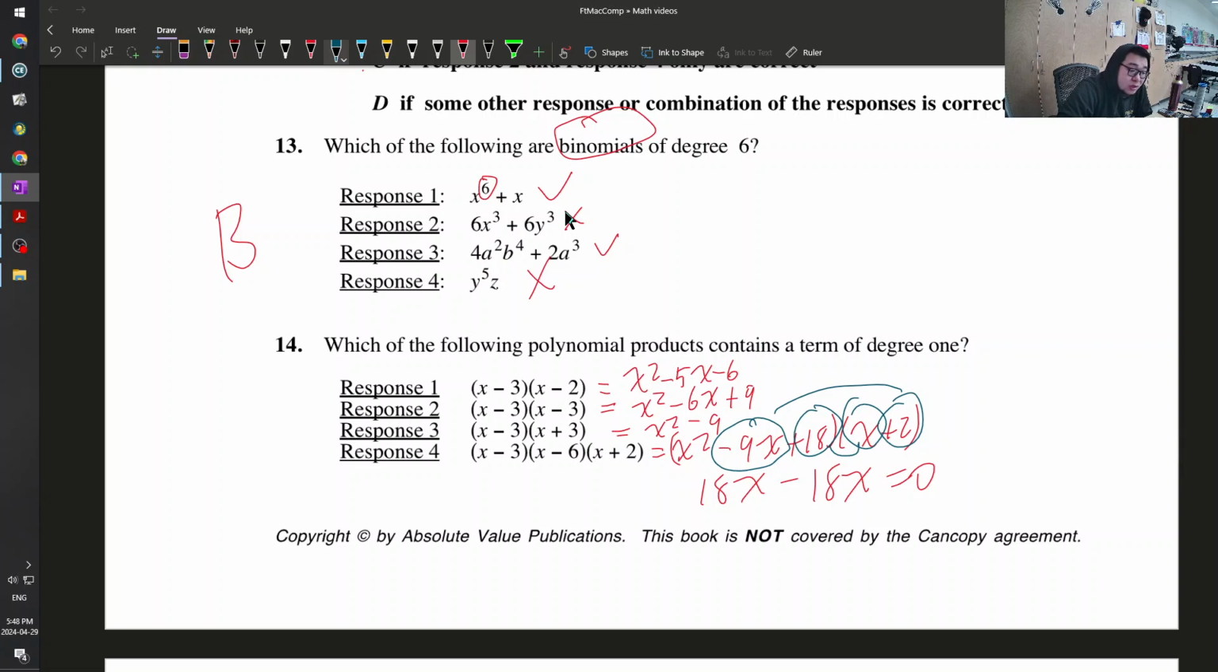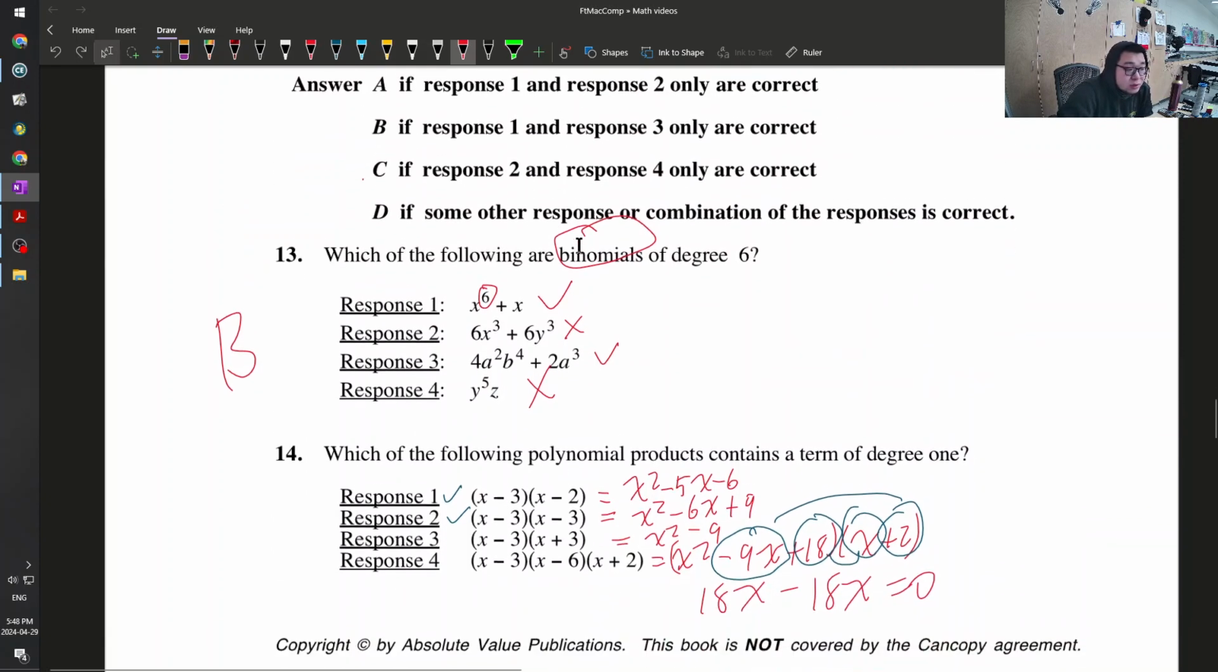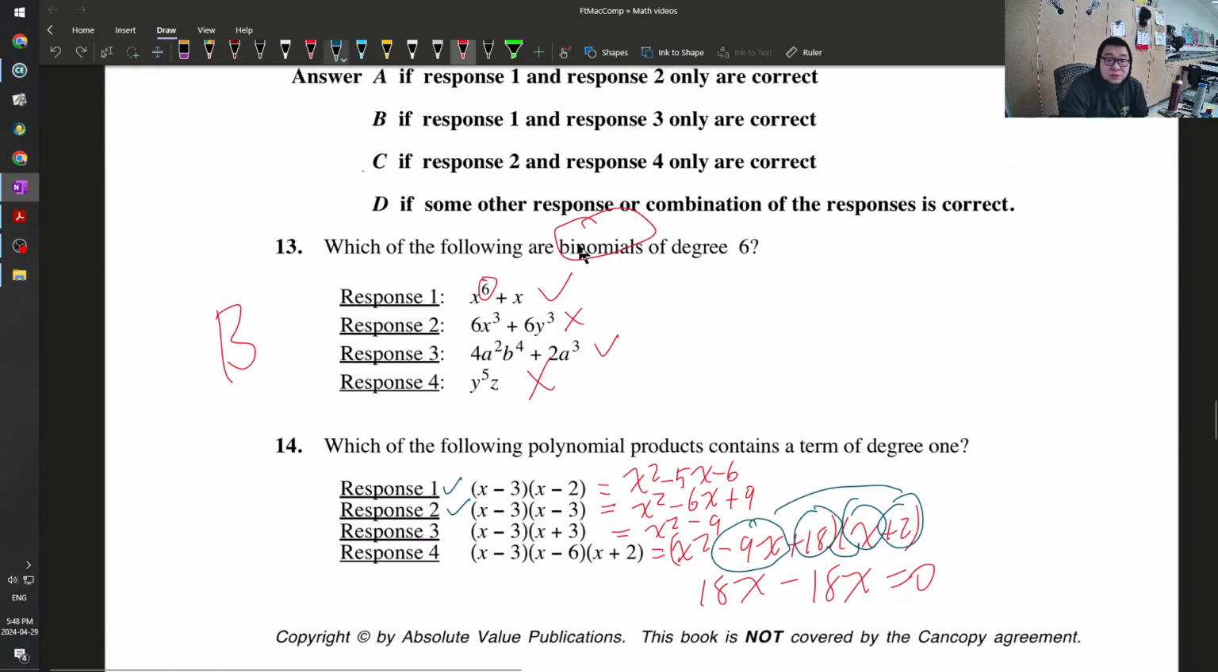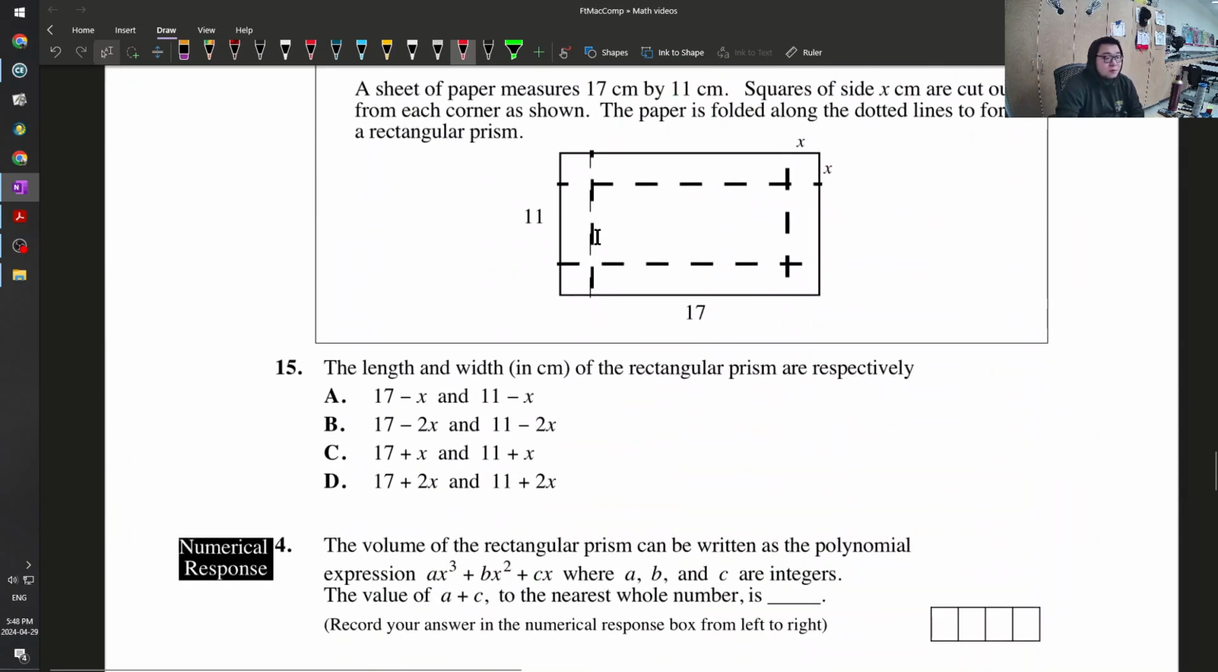So we do not get a degree 1 term. So the correct ones, 1 and 2, have a degree 1. Okay, the others don't. Therefore, 1 and 2 is A. So therefore, 14 is A. 15.